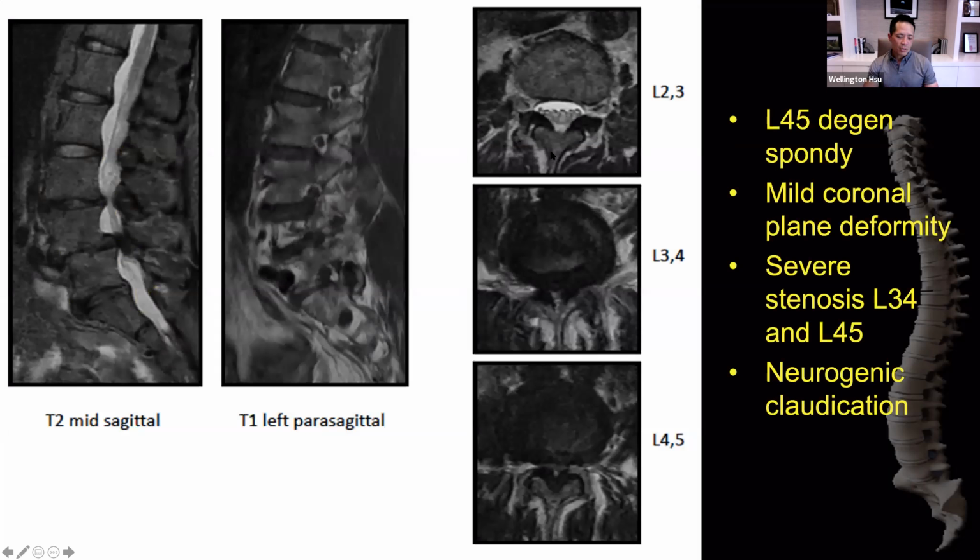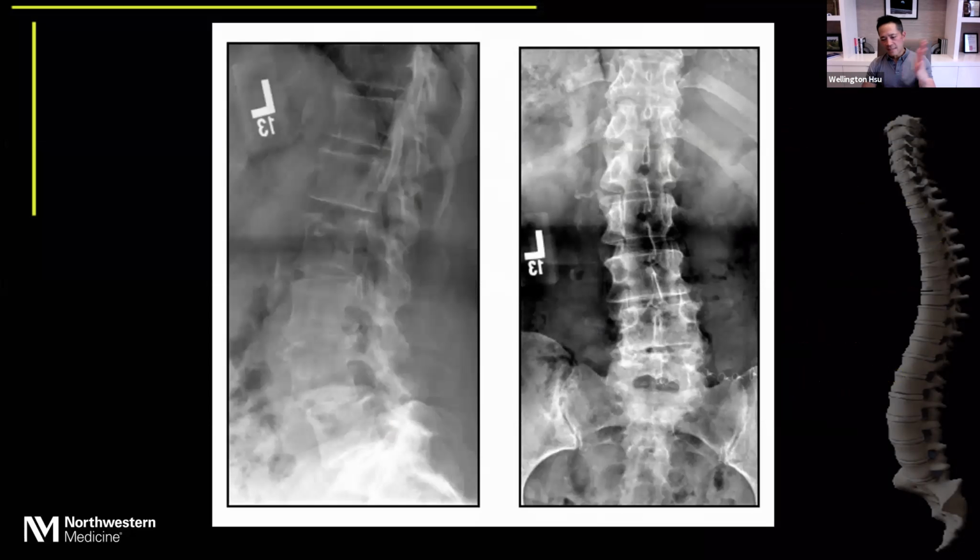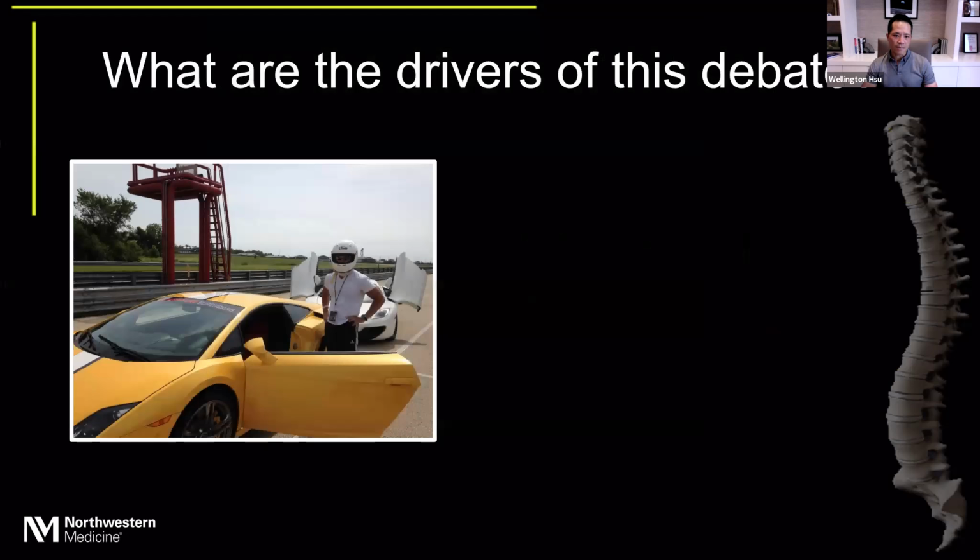This is a patient where you're going to have a lot of variations at Spine Indications Conference as to what to do. This is an L4-5 degen spondy, with a mild coronal plane deformity, severe stenosis at L3-4, L4-5, and this patient has neurogenic claudication. If you look at the AP and laterals, there's clearly instability in the sagittal plane, a little bit of scoliosis, not a ton, but it can go into your algorithm.